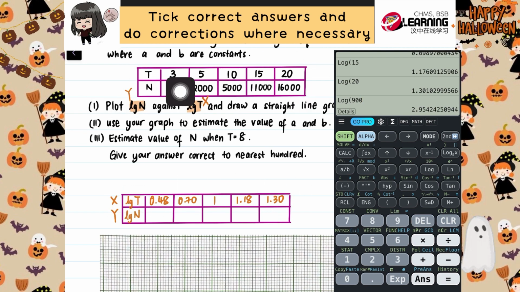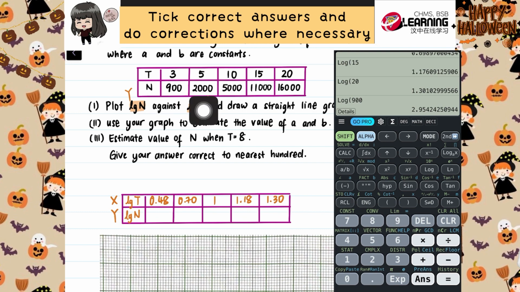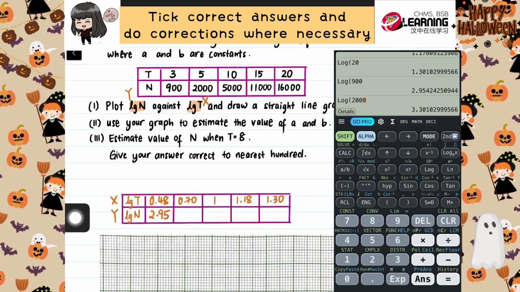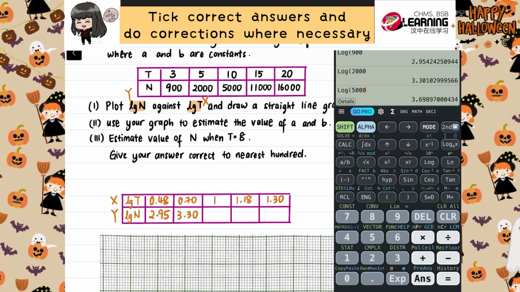Now log n is this, right? So log 900, I fill in here. So it's 2.95. Then log 2000, I write it there, 3.30. And then log 5000, log 11,000, and log 16,000. Okay, 2 decimal places is enough, right?